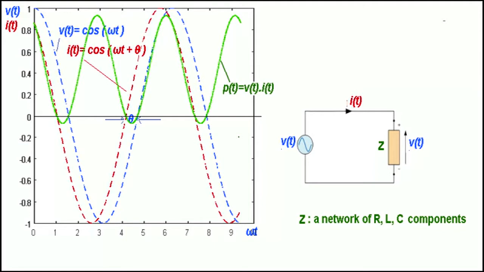Then we obtain the instantaneous power. This is the green curve. The instantaneous power can be positive or negative. In each case, we are only concerned about the average power.